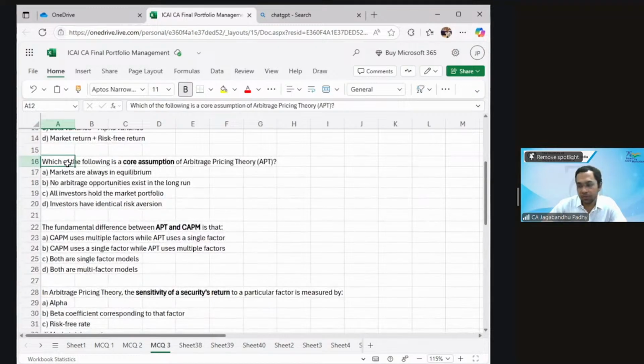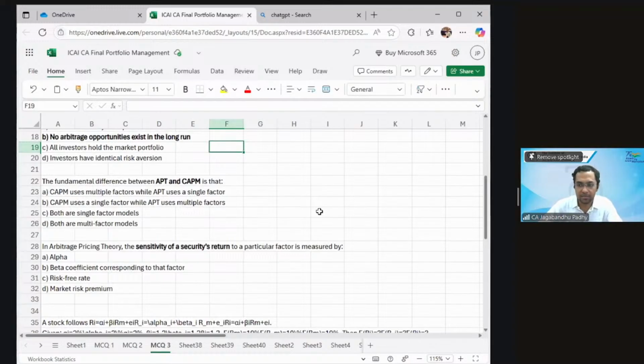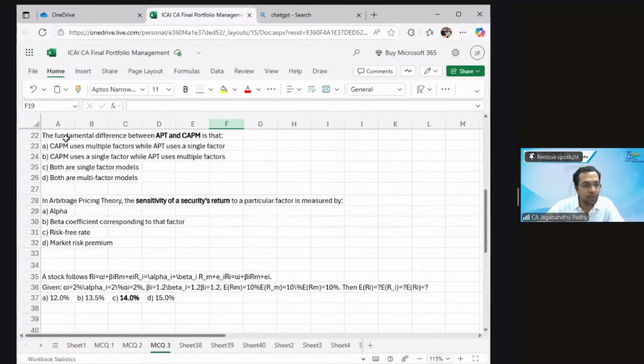Okay. Which of the following is a core assumption of arbitrage pricing theory? Markets are always in equilibrium. No arbitrage opportunities exist in long run. All investors hold the market portfolio. Investors have identical risk aversion. As the name says, arbitrage pricing theory, no arbitrage opportunities exist in the long run, because whatever systematic risk that we have is captured in the entire model.